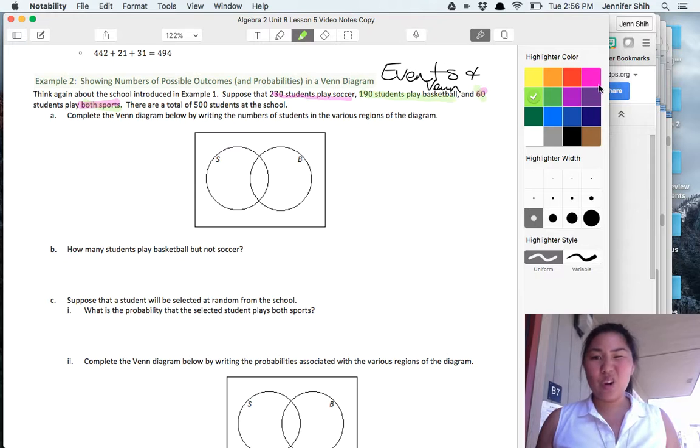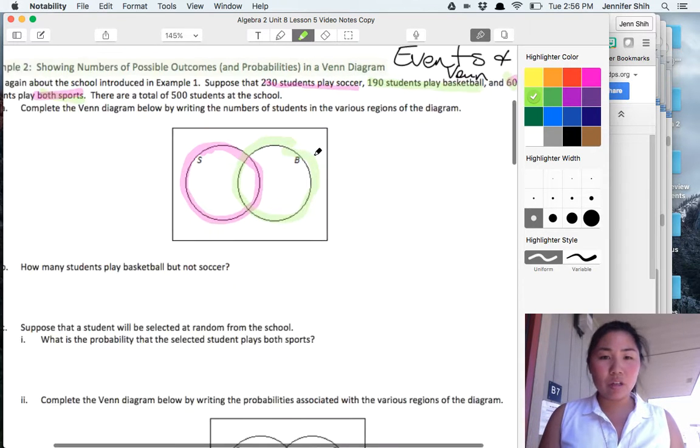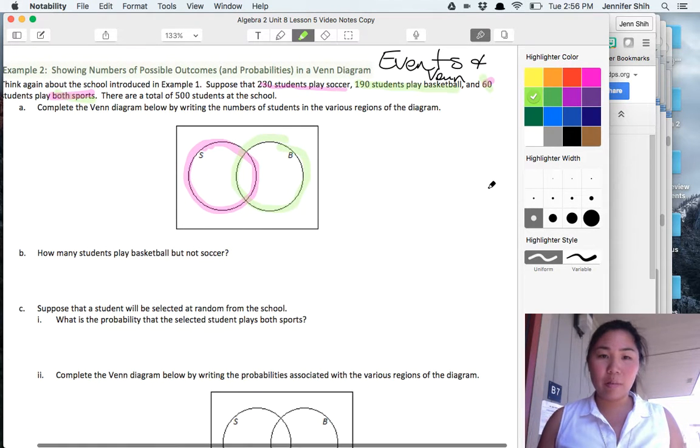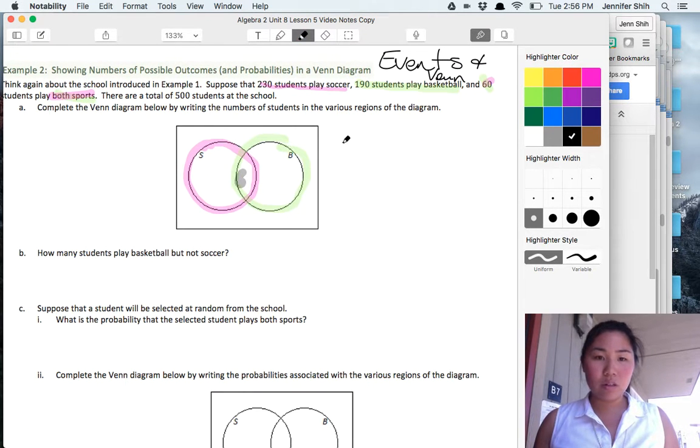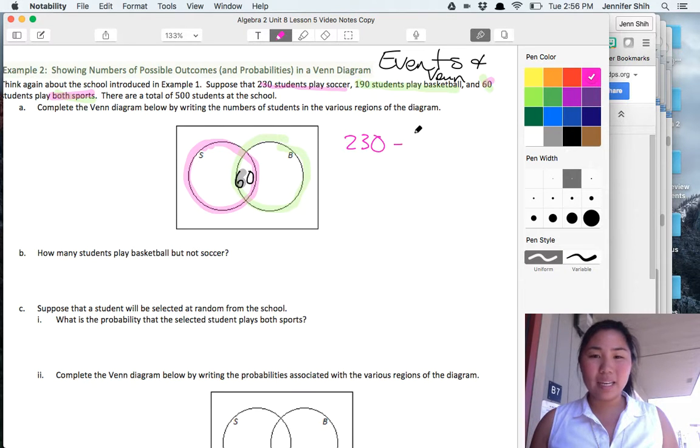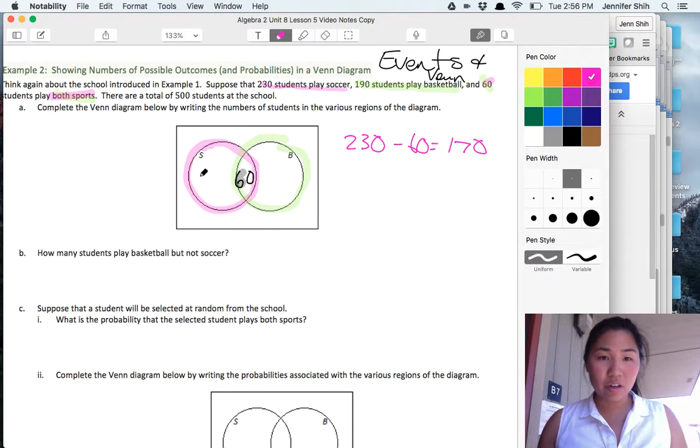What does that mean? Draw this Venn diagram, these circles, in your notes. 230 are going to be in this circle. 190 have to be in this circle. What we know for certain is that there are 60 that are in both. So 230 minus 60, what we're left with is 170 students that only play soccer. So 170.